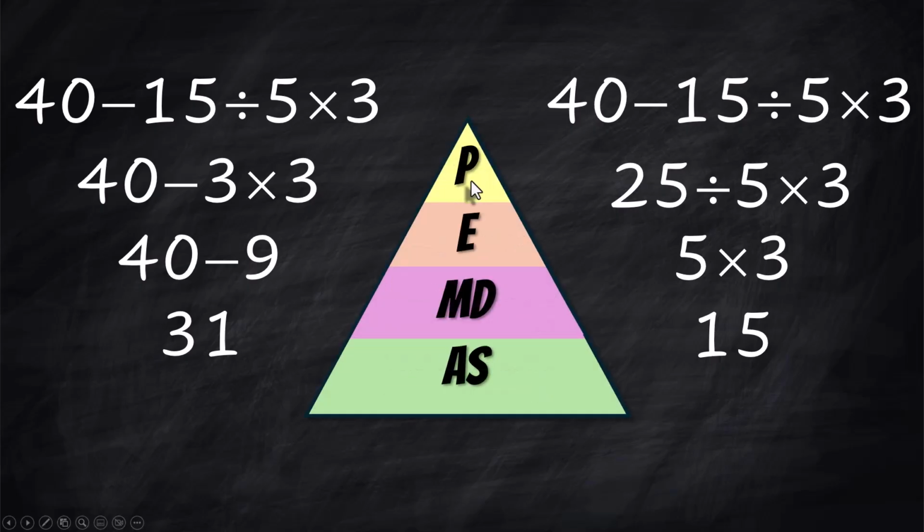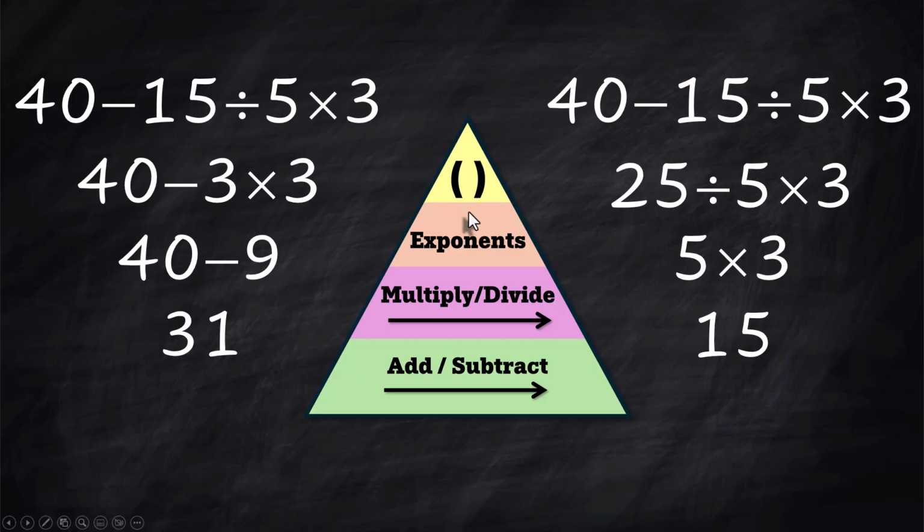You might have learned it as PEMDAS. Please excuse my dear Aunt Sally. We're going to do grouping symbols, then exponents, then you multiply and divide in order from left to right, and then you add and subtract in order from left to right. So let's take a look at these two solutions.